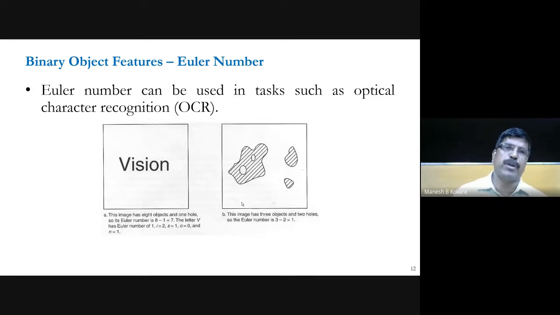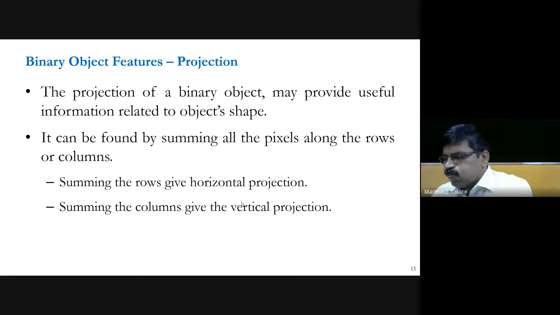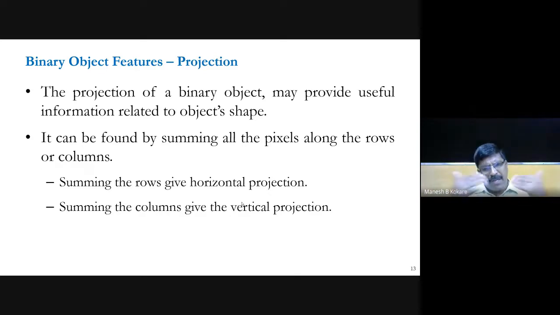So this is another feature which can be derived from the region of the shape and so on. Then the third feature, I hope you have understood how to calculate the Euler number of the object, is nothing but the projection. From the shape, you can obtain the horizontal projection as well as the vertical projection. And those projections can be used as features in case of shape.